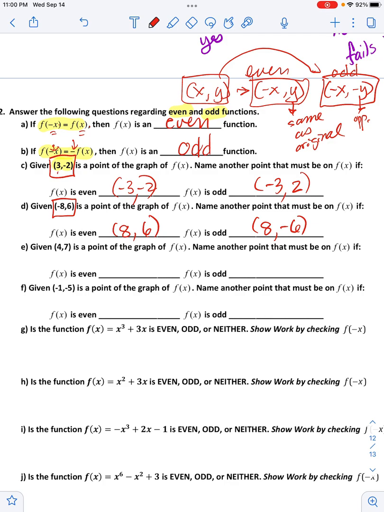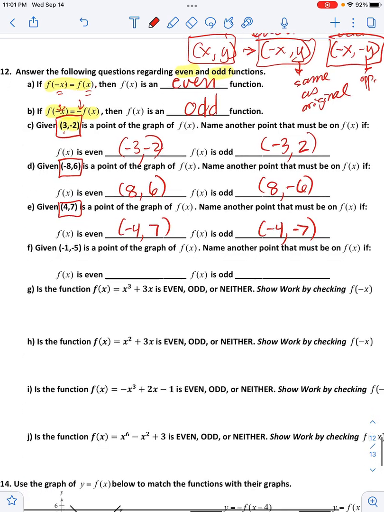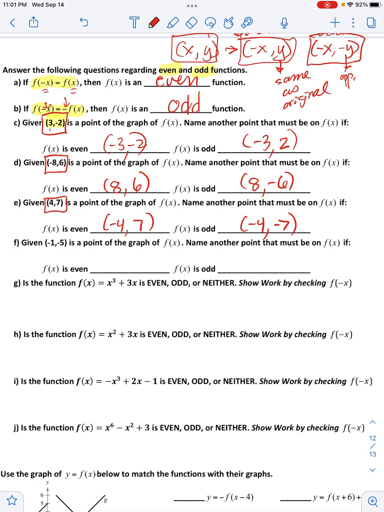And same exact concept here. Here's my original point. I switch out the x's. For an even function, the y stays the same as it was. Here I switch the x again, but in an odd function, the y becomes opposite as well. And same thing. Here, switch the sign of my x, so it used to be negative, now it's positive, but my y stays the same. And if it's odd, when I switch the sign of the x, the y also switches. So it used to be a negative 5, now it is positive.